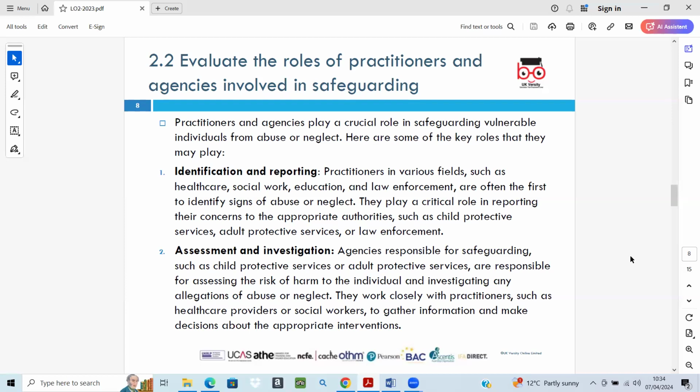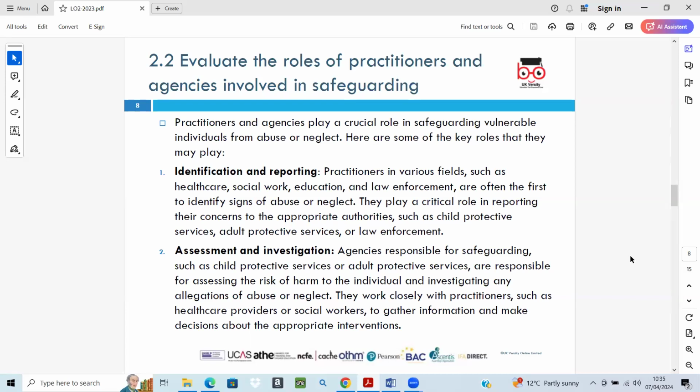Practitioners in the field like healthcare workers, social work people, education and law enforcement are often on the front line when it comes to identifying signs of abuse or neglect. They have a crucial role in observing and recognizing the indicators of potential harm. Once they suspect abuse, they are responsible for reporting the concern to the appropriate authorities.